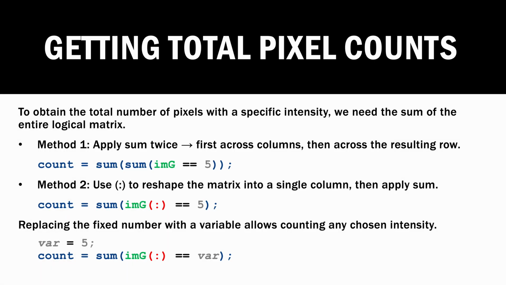To obtain the total number of pixels with a specific intensity, we need the sum of the entire logical matrix. The first approach is to apply the sum function twice. The first sum computes the column sums, and the second sum adds them together to get the total. The second approach is to use the colon operator. The colon reshapes the matrix into a single column vector, and then applying sum gives us the total directly. To make this more flexible, we can replace the value 5 with a variable. That way, by changing the variable, we can count pixels of any chosen intensity. This total count corresponds to the frequency for that intensity bin in the histogram.